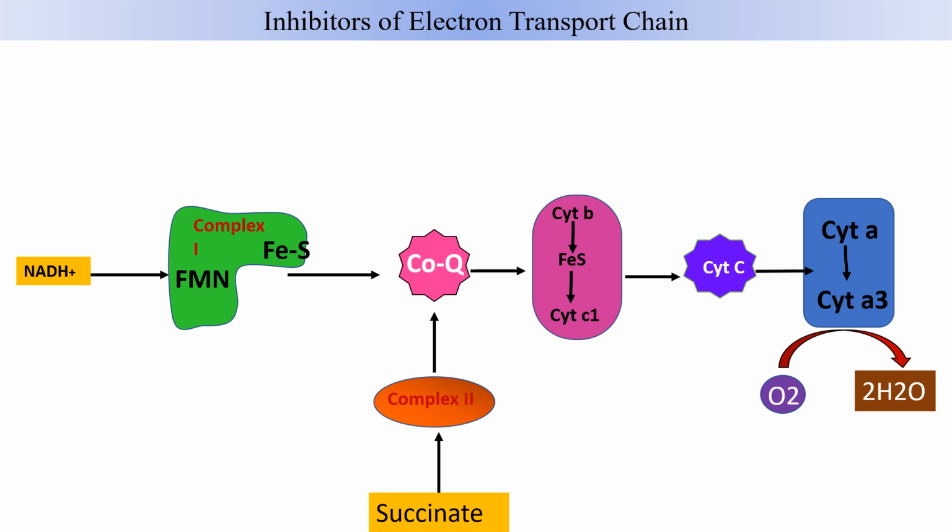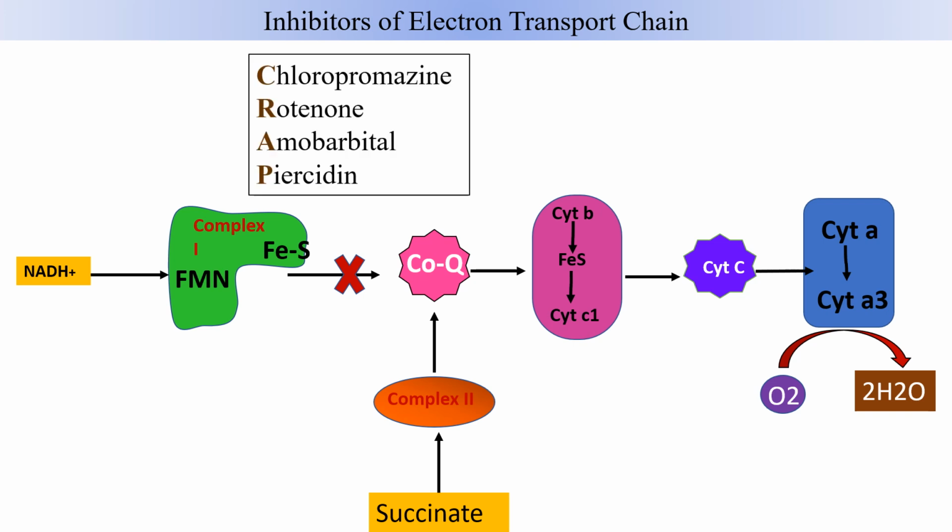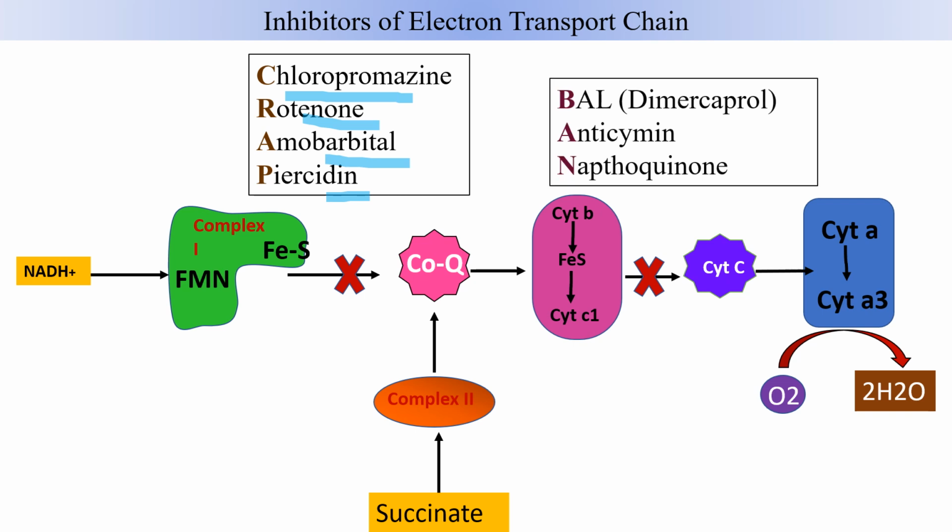First we discuss inhibitors of the electron transport chain, which inhibit the flow of electrons from the different complexes to complex 4. The inhibitors which inhibit the electron flow from complex 1 to coenzyme Q are chlorpromazine, rotenone, amobarbital and piericidin. And some inhibitors inhibit the flow of electrons between complex 3 and cytochrome C, that is BAL, dimercaprol, antimycin and naphthoquinone.